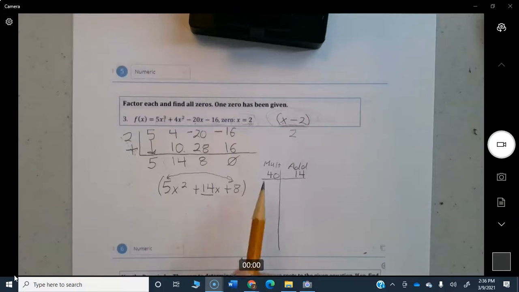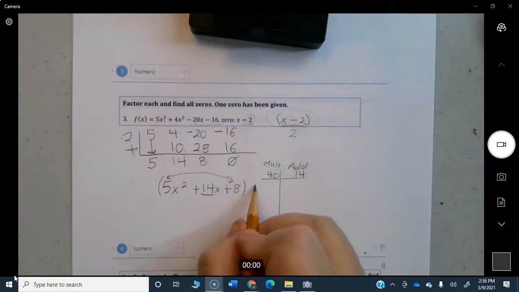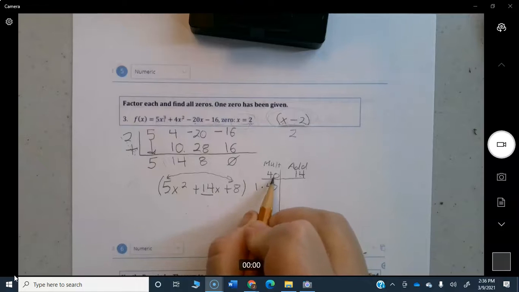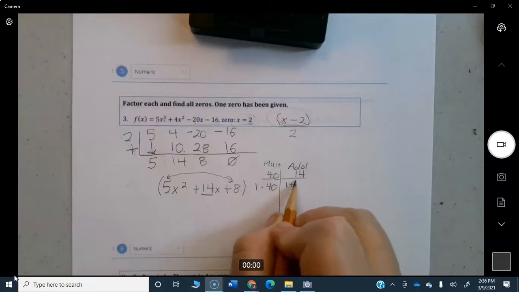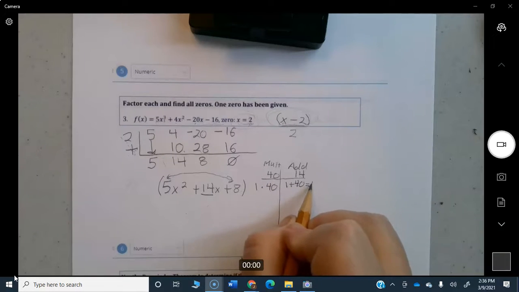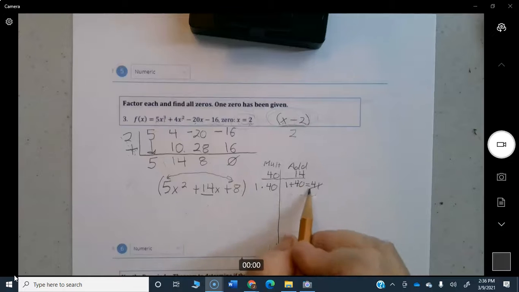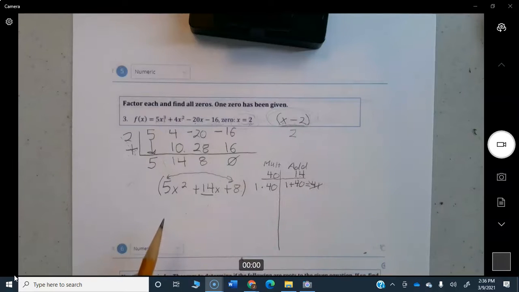Okay, so they both multiply to a positive number and they both add to a positive number, so they both have to be positive. So let's start with the smallest and biggest number. 1 times 40 equals 40, and 1 plus 40 equals 41. Okay, that can't be it. We're trying to find 14.